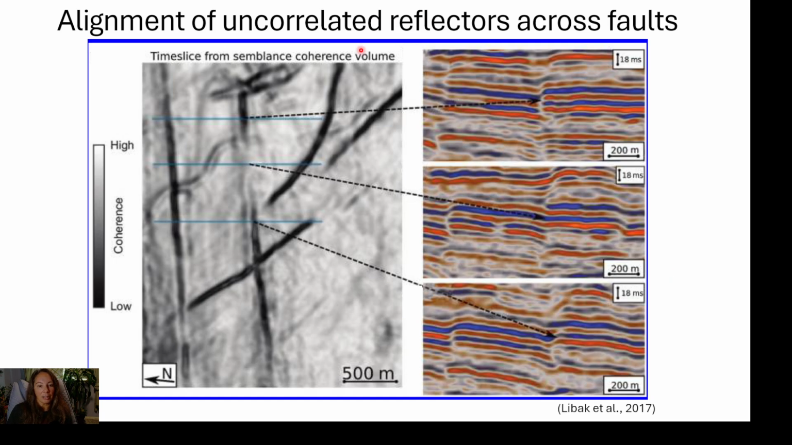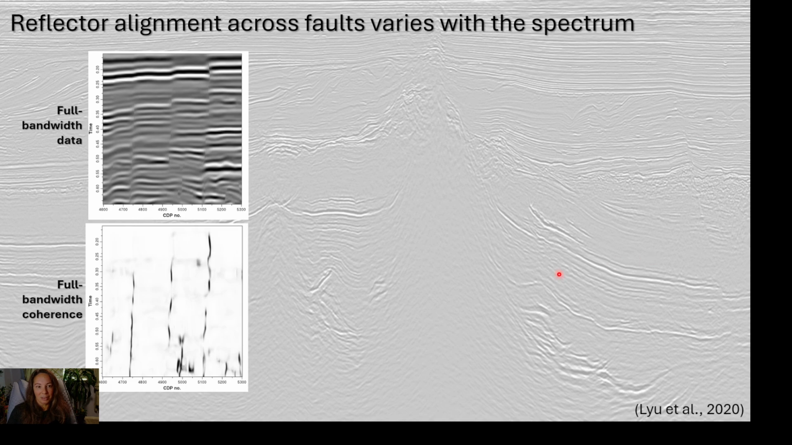Right here on the left-hand side, we've got coherence. If we look at these 3 different sections, in the upper section we can clearly see there's a fault in the vertical section, and we pick it up in coherence. Down below, coherence is picking up that fault, but in the middle there's a gap. So you can see how if you were picking along this horizon, you wouldn't get that clear offset. Here's another example. Here we've got our full bandwidth data, and down below we've got our full bandwidth coherence.